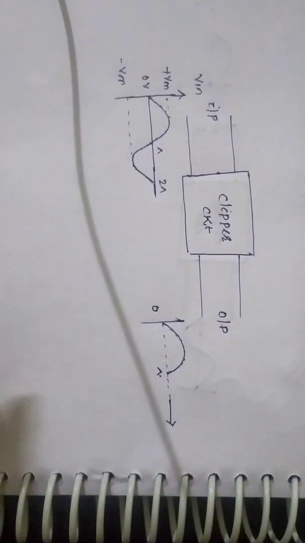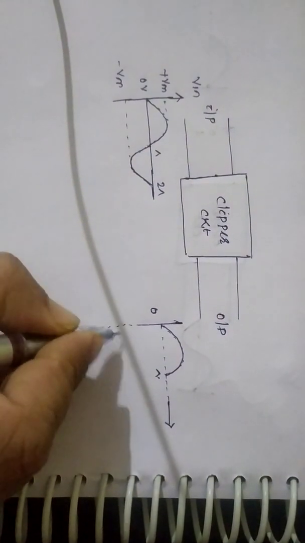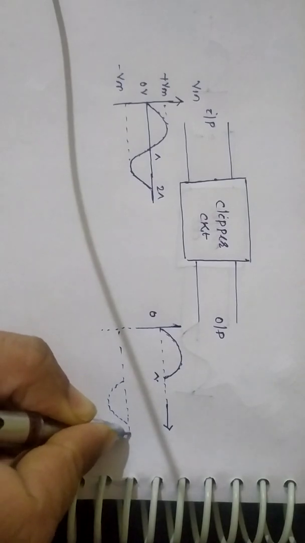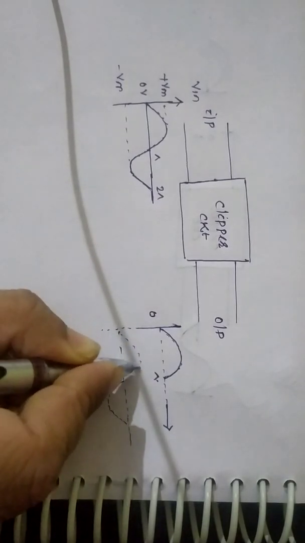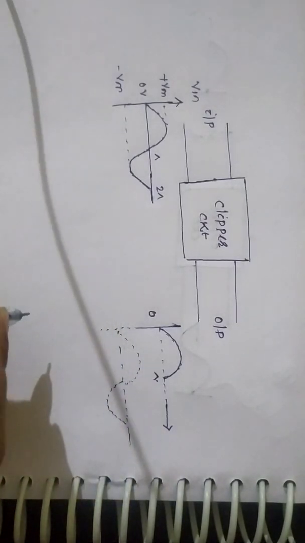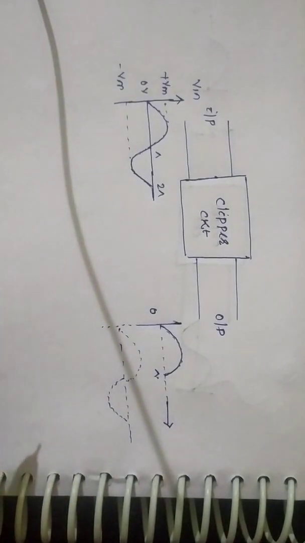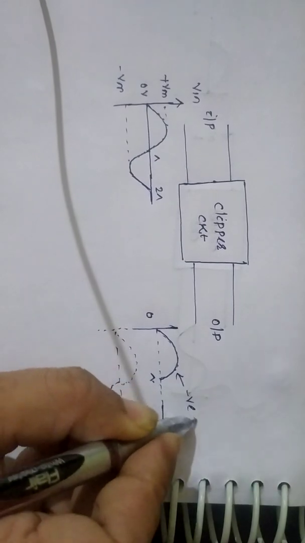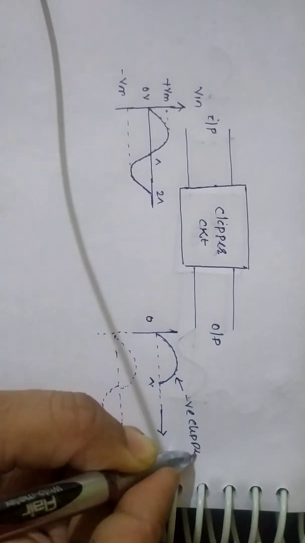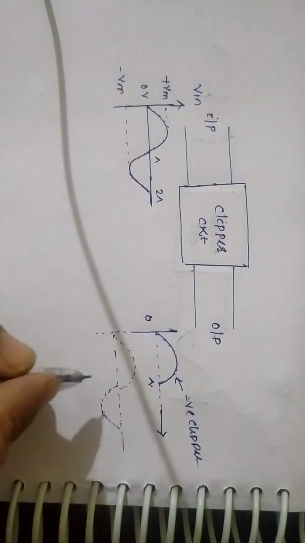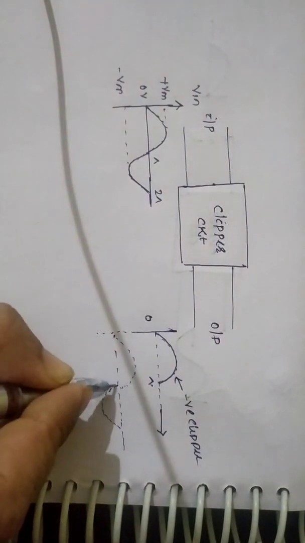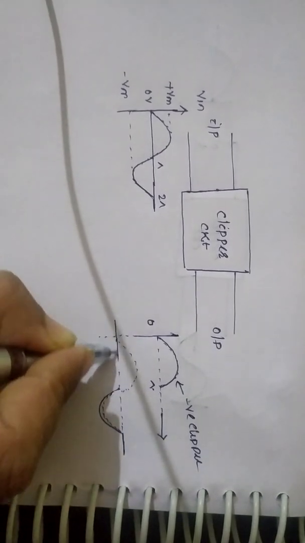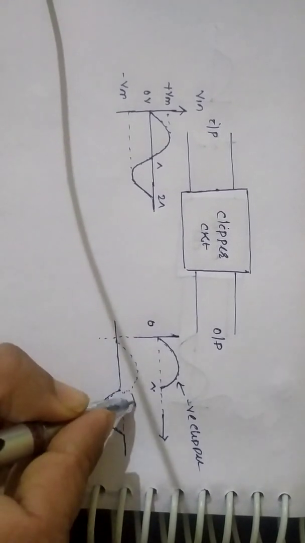In the second condition, I want to get back the negative half of the input, and I have to remove this positive half. So this clipper is known as a negative clipper. And here we have to remove this positive half to get back only the negative half. Such a clipper is known as a positive clipper.